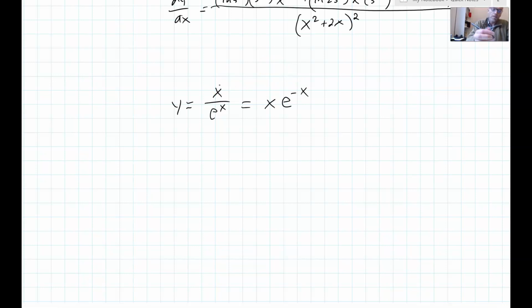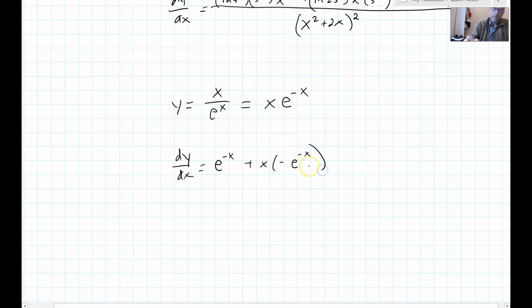And once I do this, then this becomes the product rule. So dy dx would be equal to the derivative of the first, 1 times e to the negative x, plus x times the derivative of that, which would be negative e to the negative x, which of course will simplify to e to the negative x minus x e to the negative x.